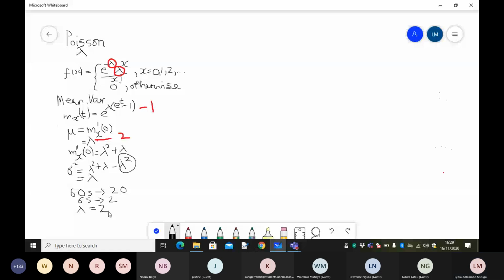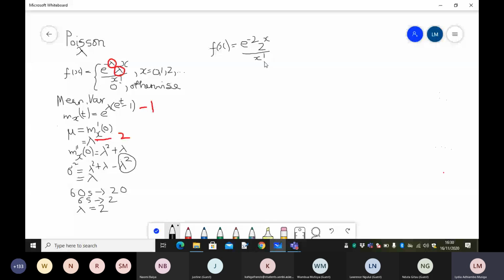So now our PMF becomes f of x is equal to e raised to minus 2, 2 raised to power x over x factorial. Of course, the values of x are from 0 up to infinity.